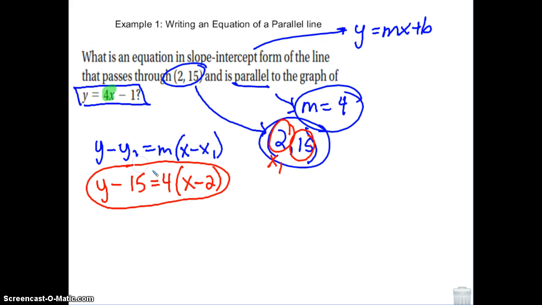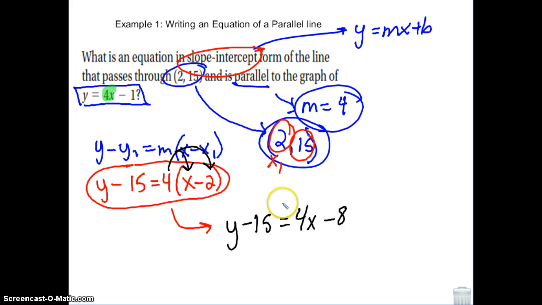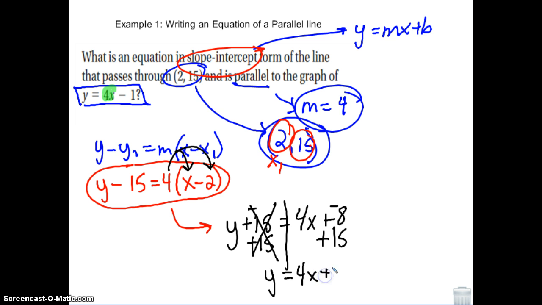And some of you might circle that and say, yep, we're done. But that's not true because we need it in slope-intercept. Now, to get it from point-slope to slope-intercept, all we have to do is solve for y. So get y by itself. So distribute the 4 over. So we have y minus 15 equals 4x minus 8. And then the last thing is to get rid of the negative 15 by adding 15 to both sides, and we get y equals 4x plus 7.